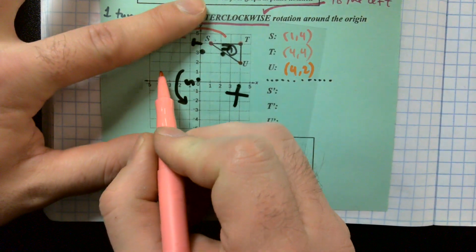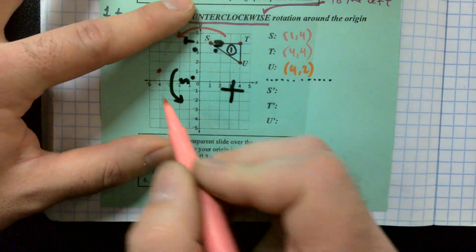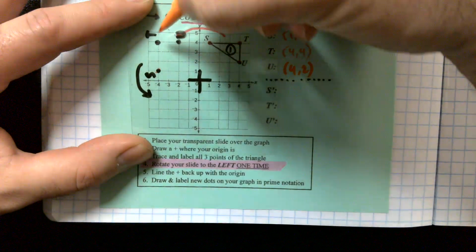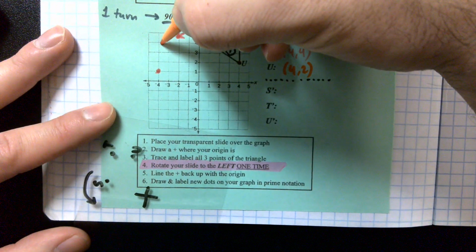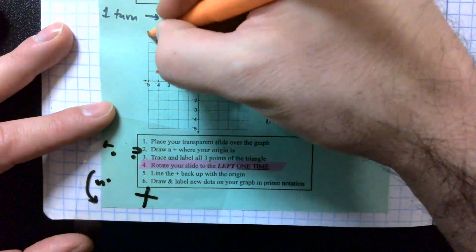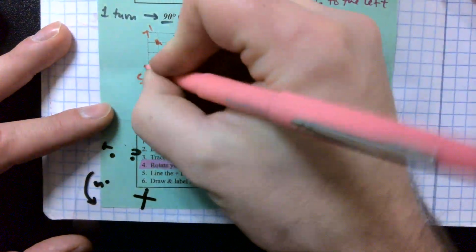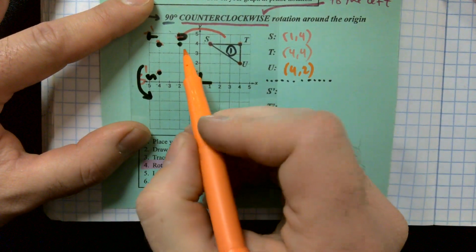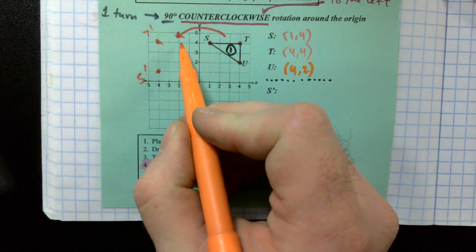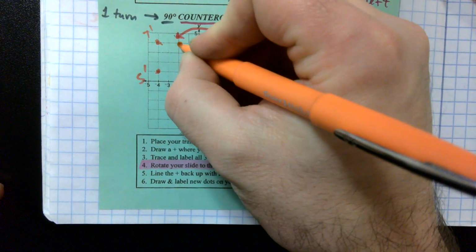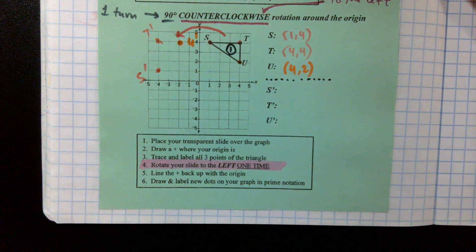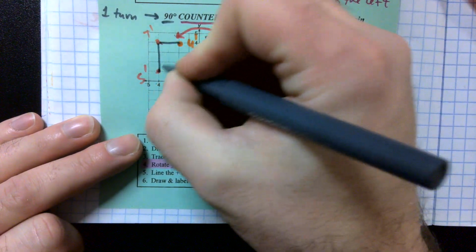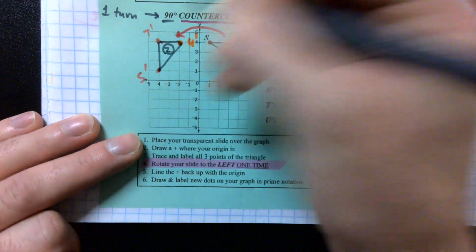I'm going to move out of the way, and I'm going to make my dot. I'm going to bring it back, hover over point T, move it out of the way, and make my second dot. T prime, S prime. I'm going to bring it back, and I'm going to hover over point U, move my slide out of the way, make my third dot at U prime. Now I'm going to connect them all up, throw a 2 in the middle.